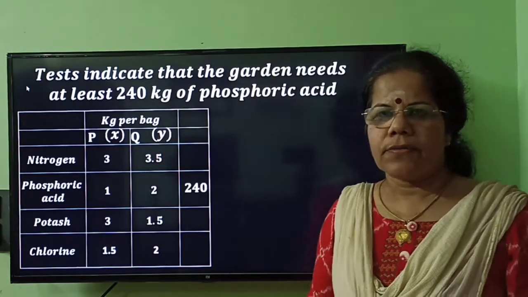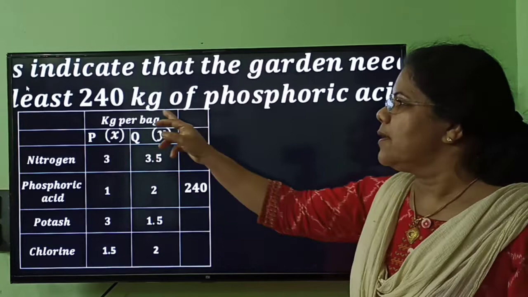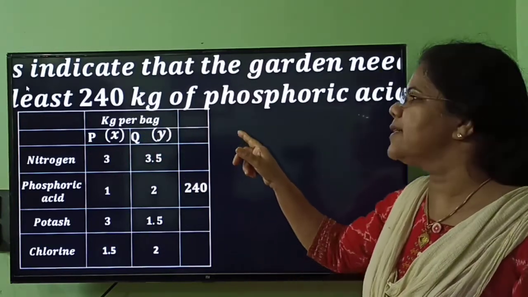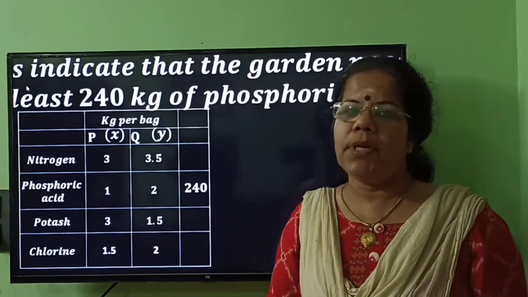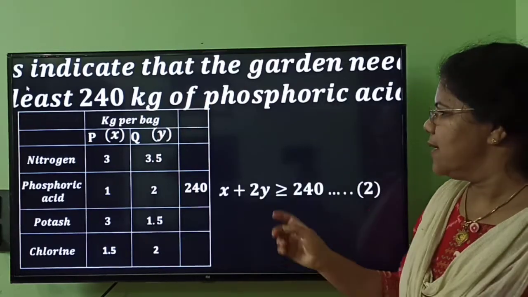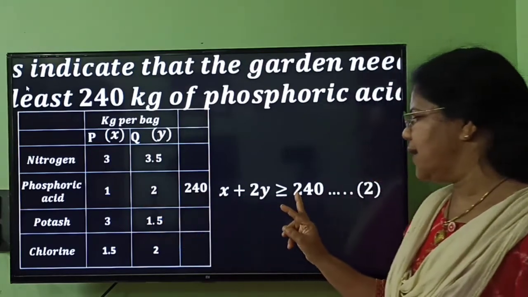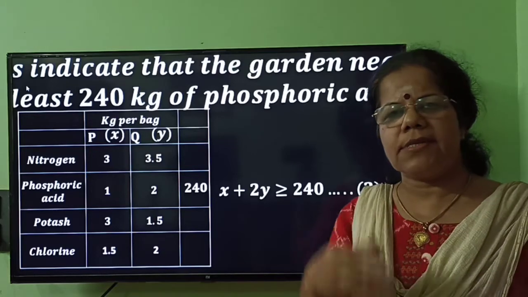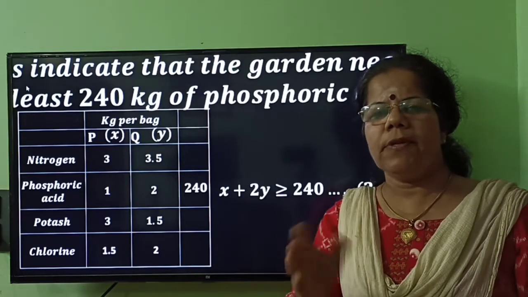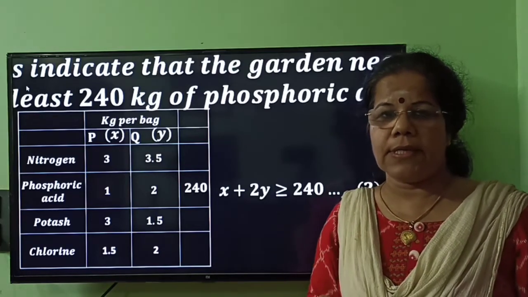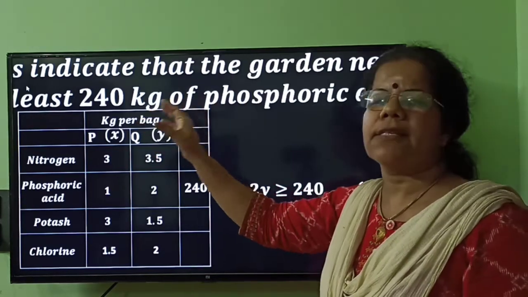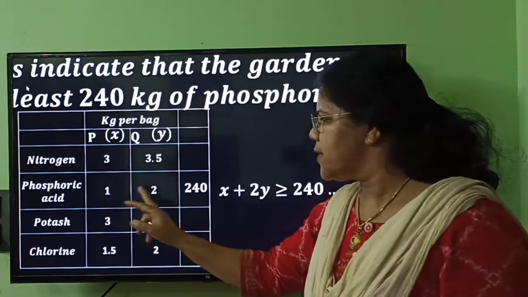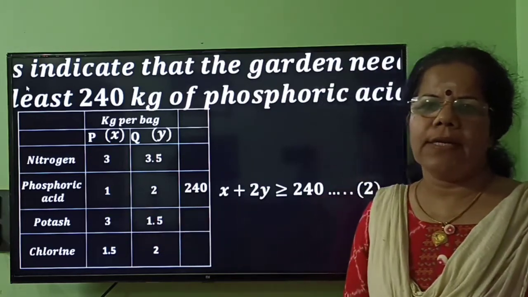Minimum 240 should be there. Here also comes less than or equal to, greater than or equal to. Here I am concentrating on minimum 240. It can be more than 240. That is x plus 2y greater than or equal to 240. Why did I stress this point? In previous examples we were getting less than or equal to regions all the time. Now the words used are at least, a minimum of 240 should be there and it can be more than that. So x plus 2y greater than or equal to 240.